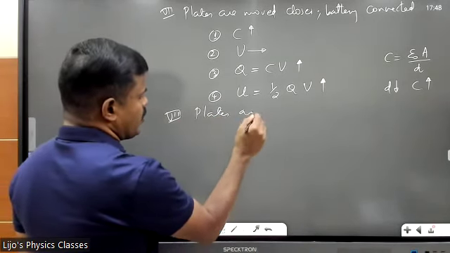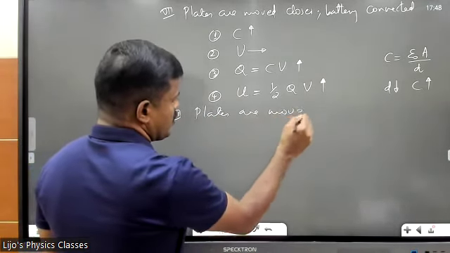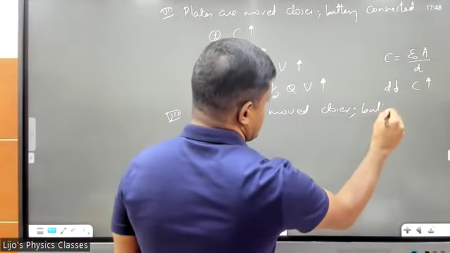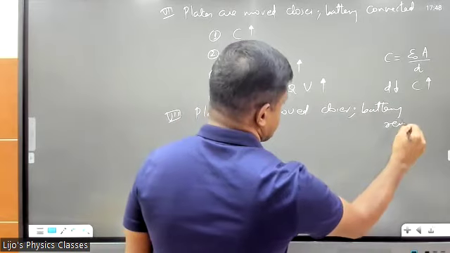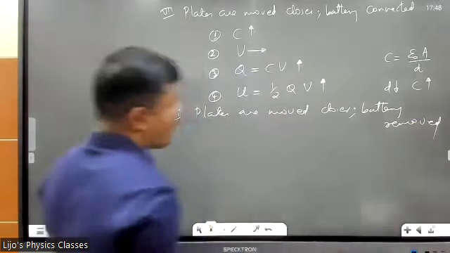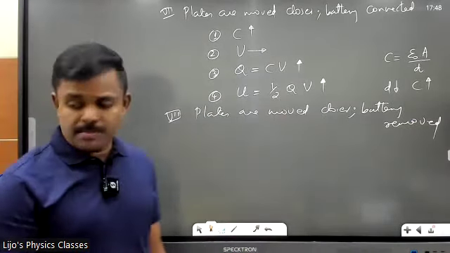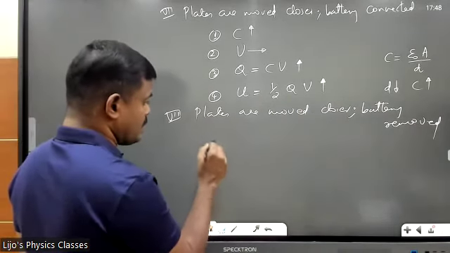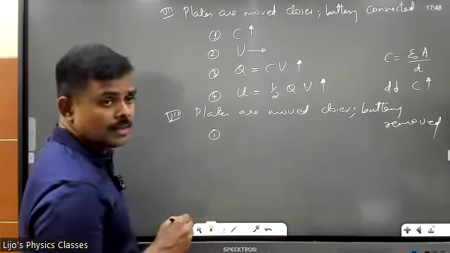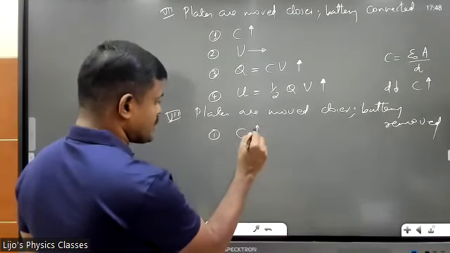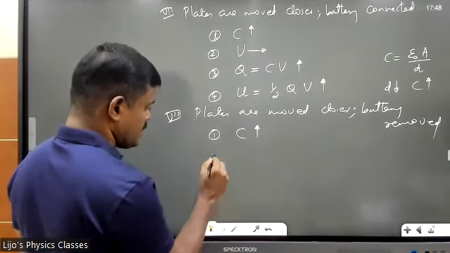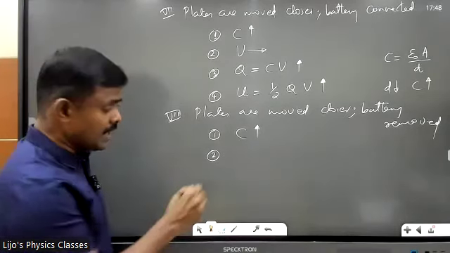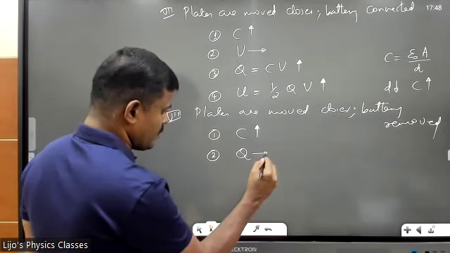Plates are moved closer, battery removed. Number one. Plates are moved closer, capacitance will increase. Number two. Battery removed, charge will be constant, Q will be constant.